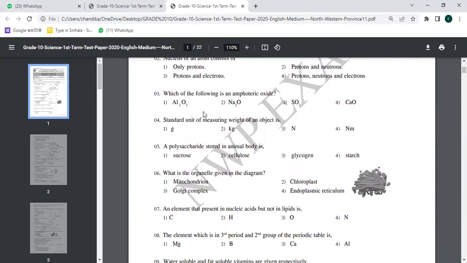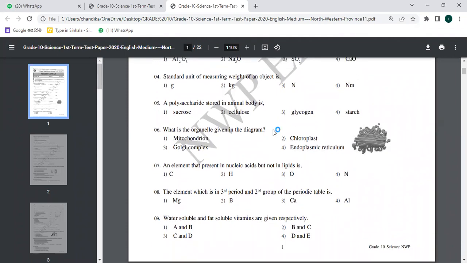Third one, which of the following is an amphoteric oxide? Amphoteric oxide, right? What is the answer? First one, aluminium oxide. Yeah, that is correct. First one, aluminium oxide, right?